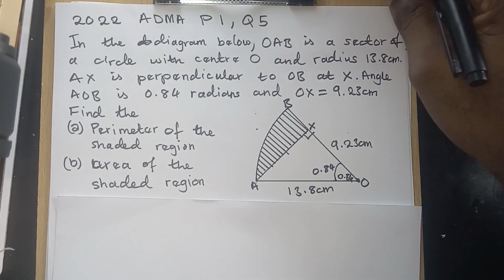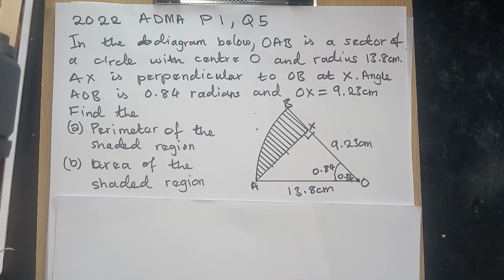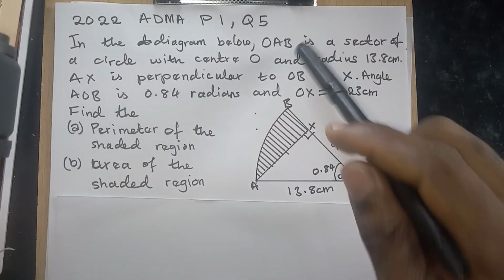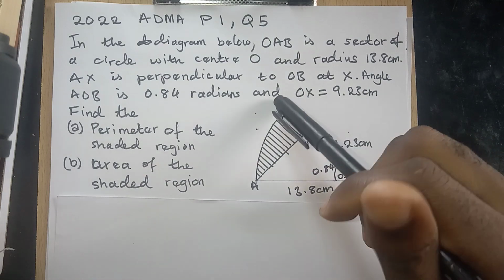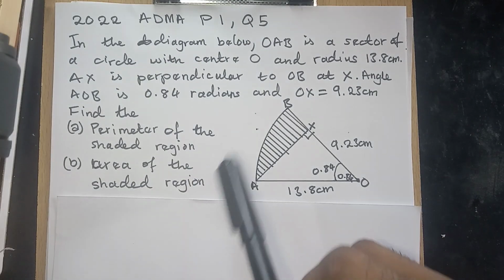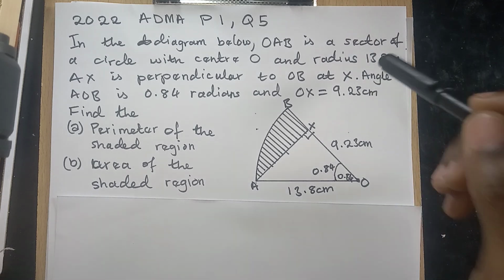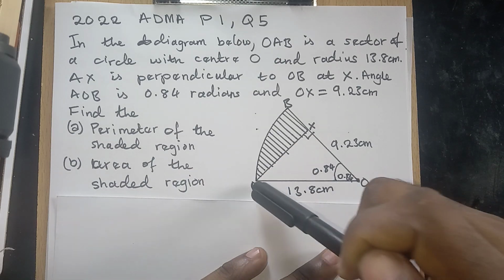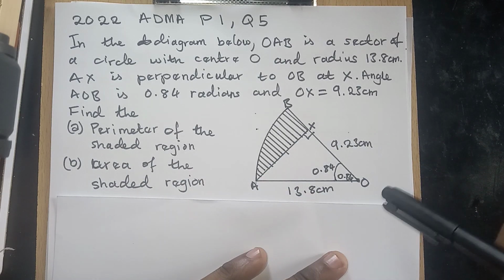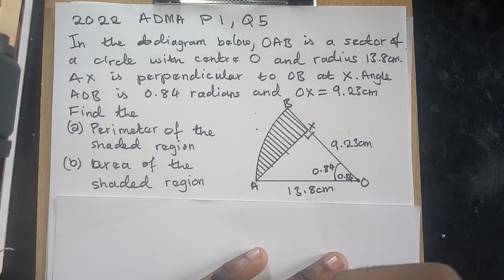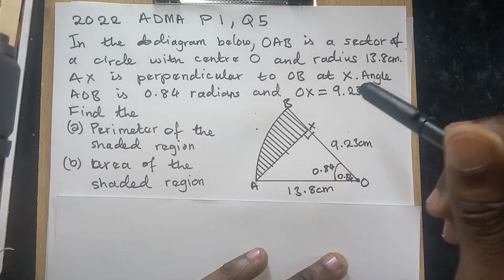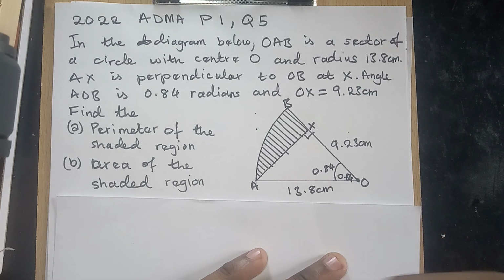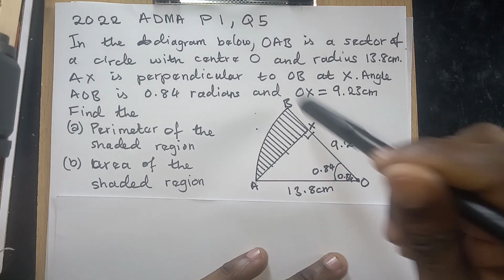2022 ADMA paper 1, question 5. In the diagram below, AOB is a sector of a circle with center O and radius 13.8 centimeters. AX is perpendicular to OB at X. Angle AOB is 0.84 radians and OX is 9.23 centimeters. Find the perimeter of the shaded region.